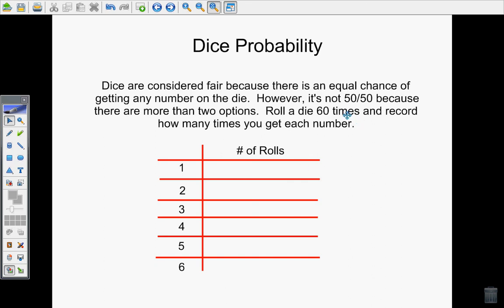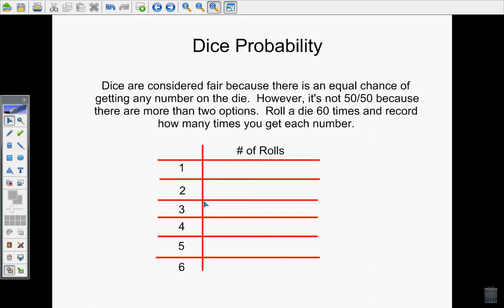Now that you've rolled the dice 60 times, you should be able to compare and see that you have approximately the same number for each one of the sides of the dice. There should be about 10 ones, about 10 twos, about 10 threes, about 10 fours, about 10 fives, and about 10 sixes. Once you have this chart, you could further analyze the probability of different events.